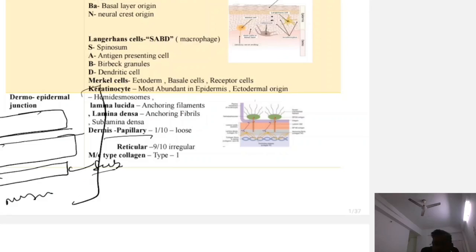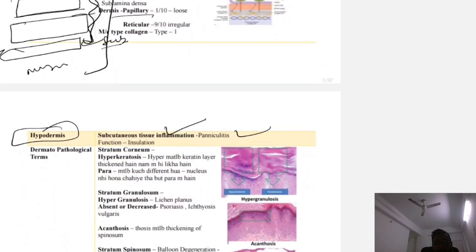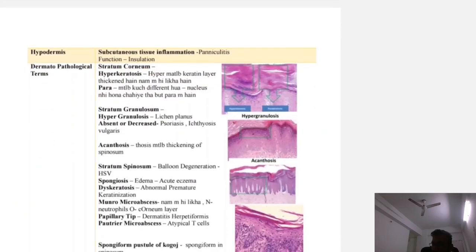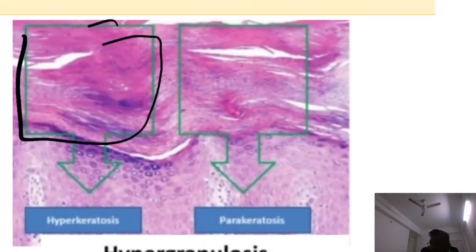We just have to learn about the diseases at this level. We don't need to study anything extra in dermatology. Now we have learned the epidermal layers, and there could be many changes in each layer. First is hyperkeratosis. What is hyperkeratosis? There is so much keratin, with thickening of the stratum corneum. You can see in this patient there is thickening of the stratum corneum. This is known as hyperkeratosis.